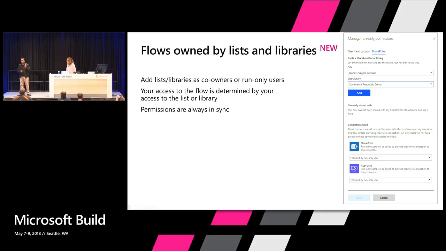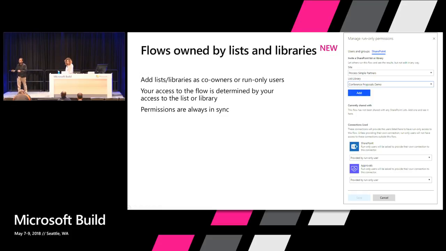So we talked about earlier that flows can be shared in two ways. They can either be owned by somebody, or you can give them run-only permissions. Now, traditionally, up until today, you had to share the flow with an individual or with a security group. Well, no more. You can actually now share a flow with a list or a library. So everybody that has access to that list or library will automatically get access to that flow.